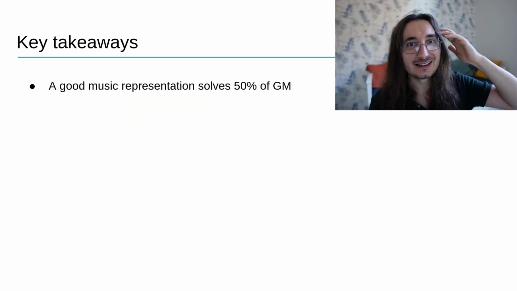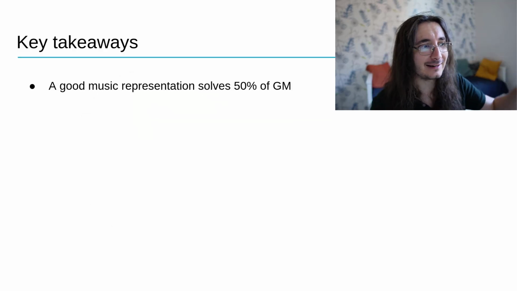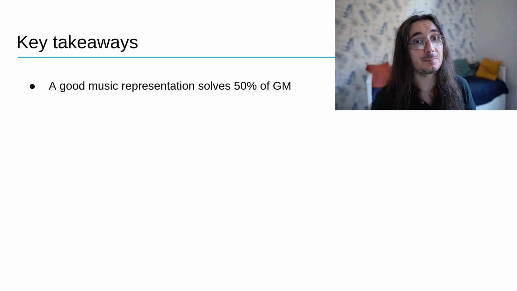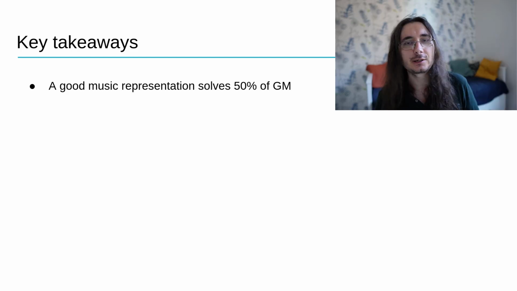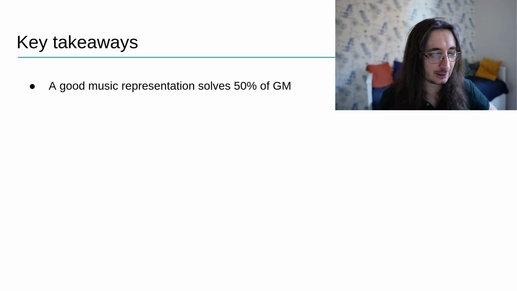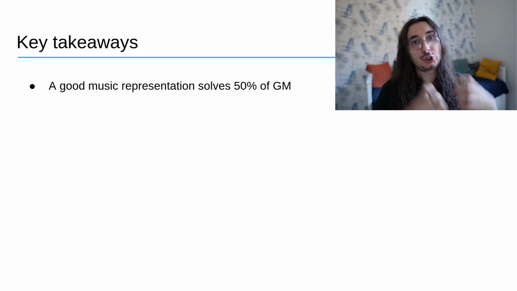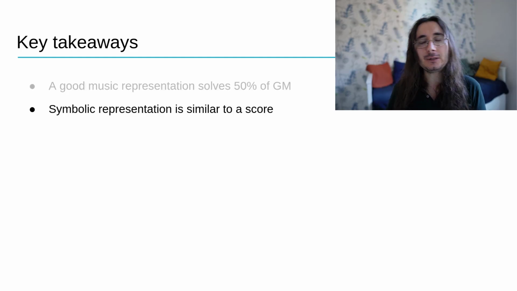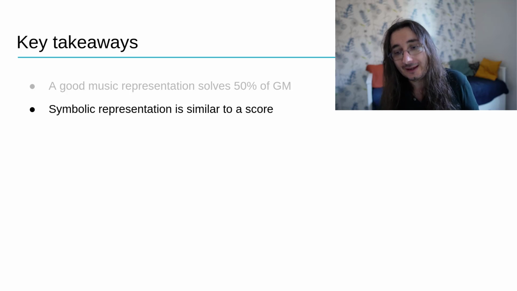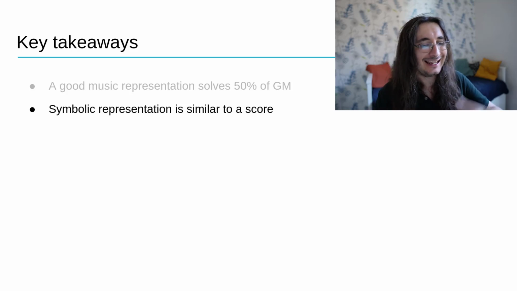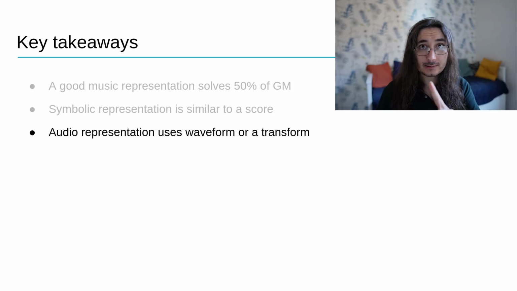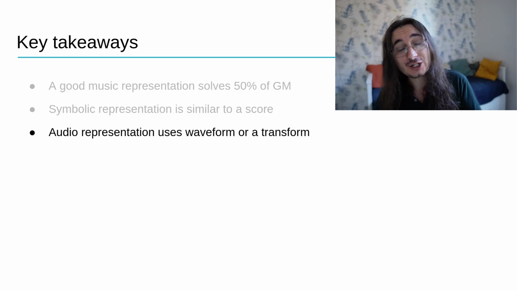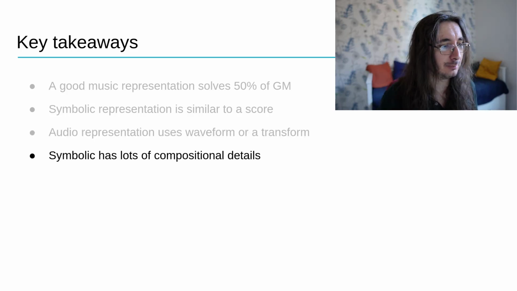This lecture was a deep one, wasn't it? But we are at the end of it. So before we conclude, let's just go through the most important points that we made in this lecture. First, a good music representation is an amazing good start for solving generative music. Symbolic representation is similar to a score in that we have symbols and tokens that you can easily manipulate, whereas audio representation uses waveform or transformations of waveforms as a way of encoding music.